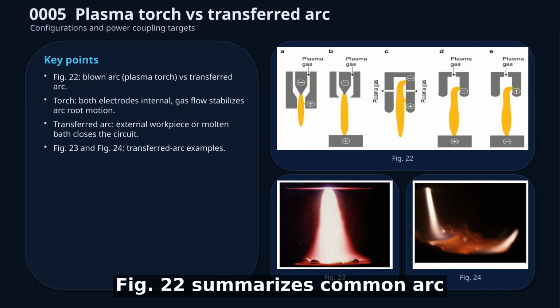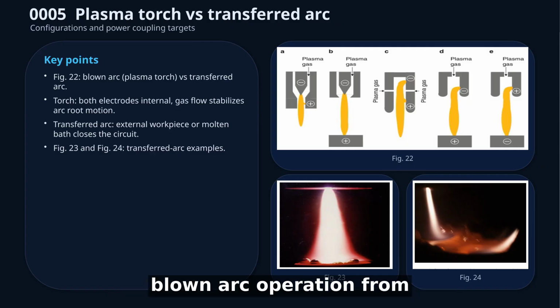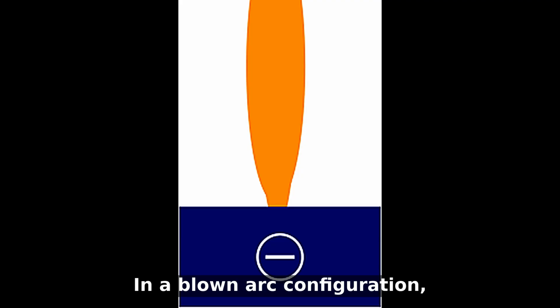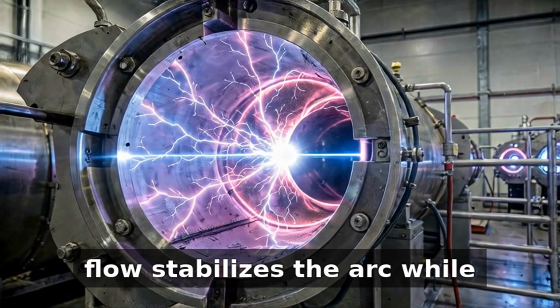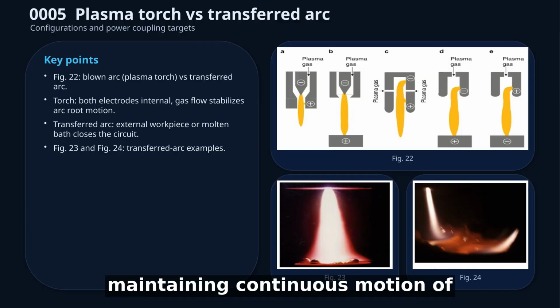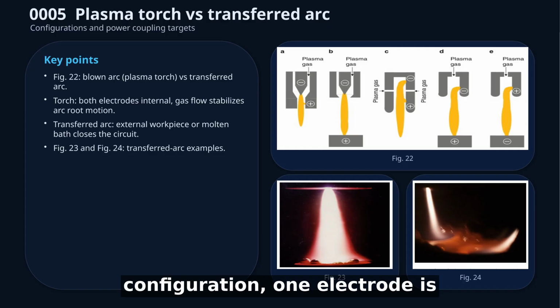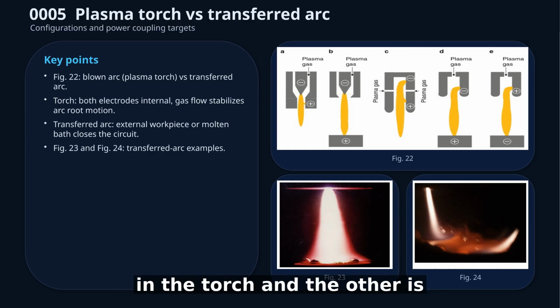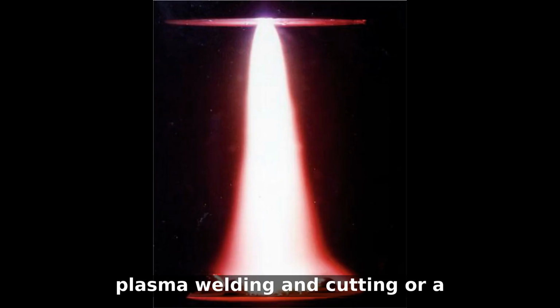Figure 22 summarizes common arc configurations used in plasma-generating devices by separating blown arc operation from transferred arc operation. In a blown arc configuration, often called a plasma torch, both cathode and anode are internal, and plasma-forming gas flow stabilizes the arc while maintaining continuous motion of the arc root on electrode surfaces. In a transferred arc configuration, one electrode is in the torch and the other is external, such as a workpiece in plasma welding and cutting or a molten metal bath in metallurgical applications, and polarity can be reversed.